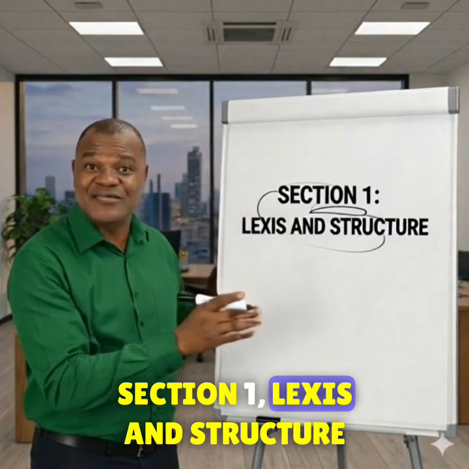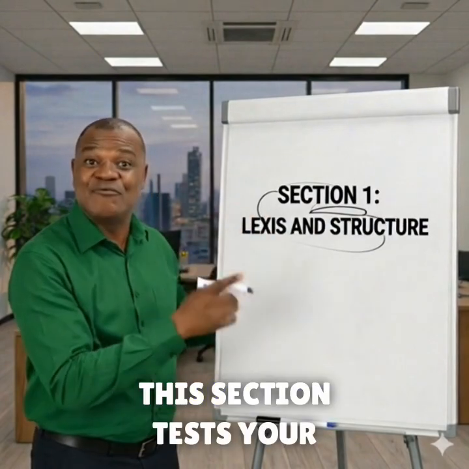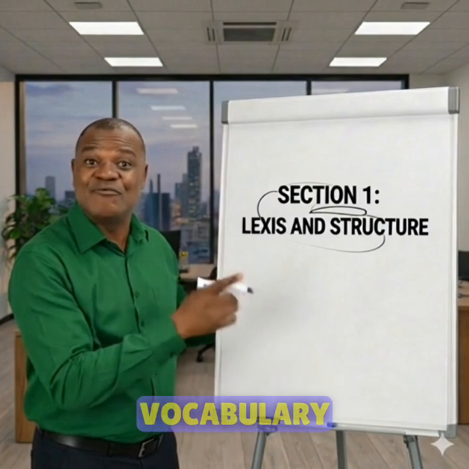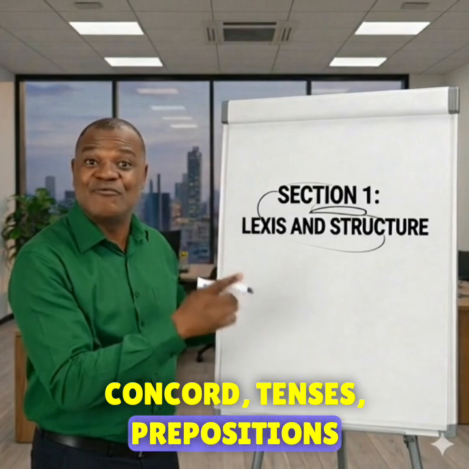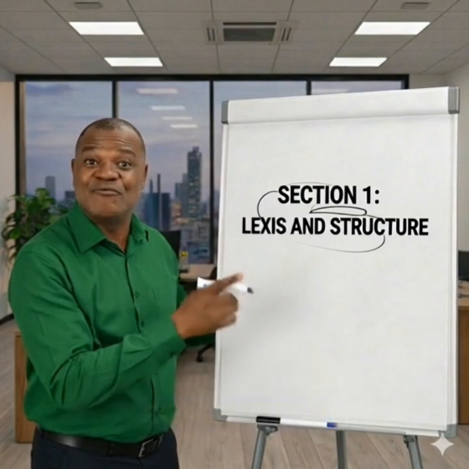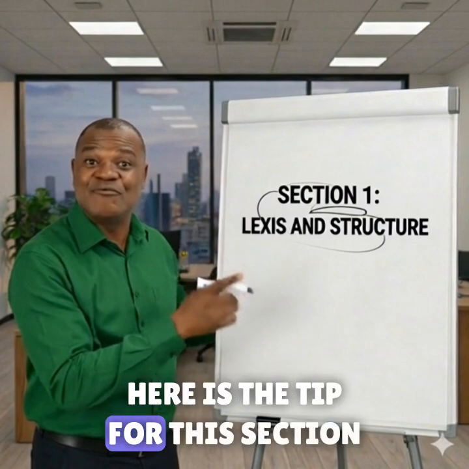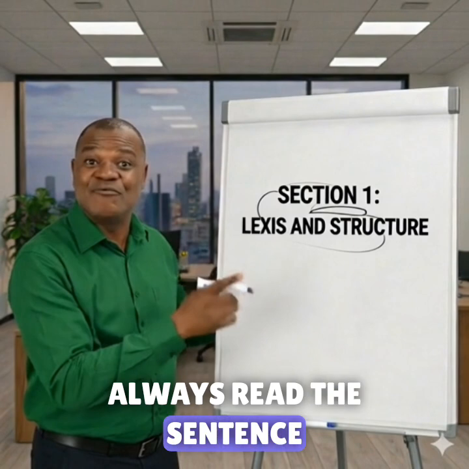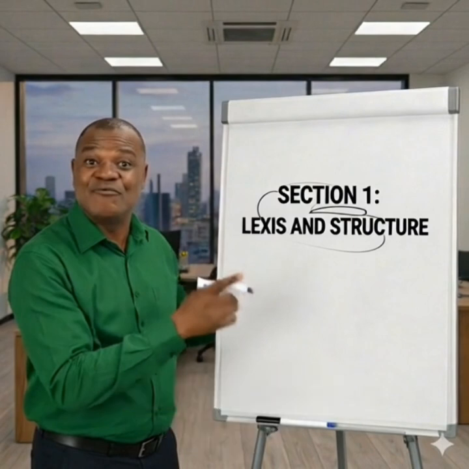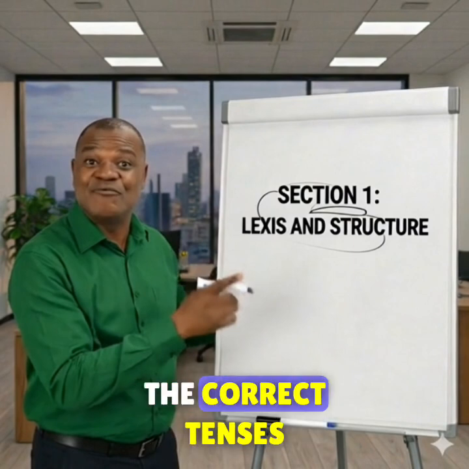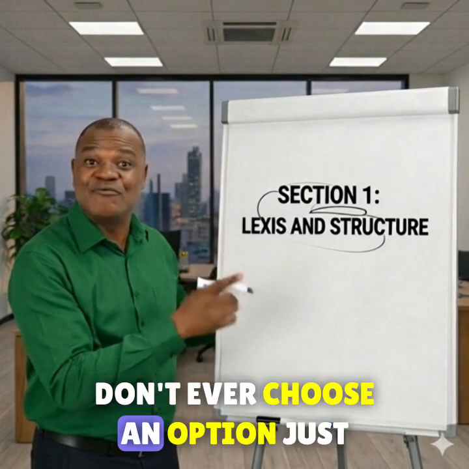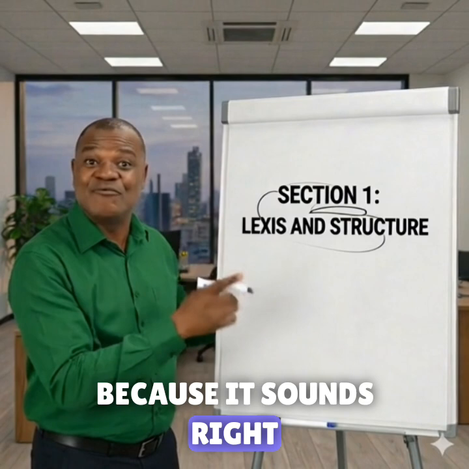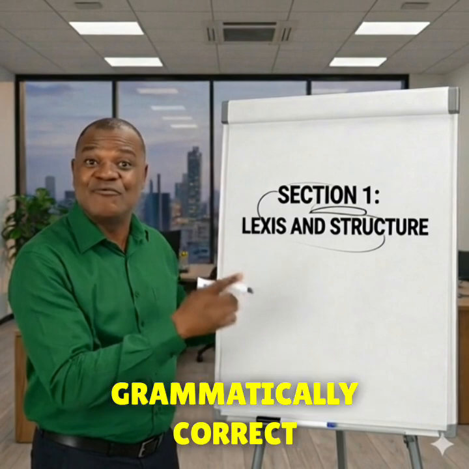Section 1, Lexis and Structure. This section tests your knowledge of grammar, vocabulary, sentence structure, and correct usage. You will see questions on concord, tenses, prepositions, idioms, and sentence completion. Here is the tip for this section. Always read the sentence carefully and check subject-verb agreement, the correct tenses, and the correct meaning of words. Don't ever choose an option just because it sounds right. Choose the one that is grammatically correct.